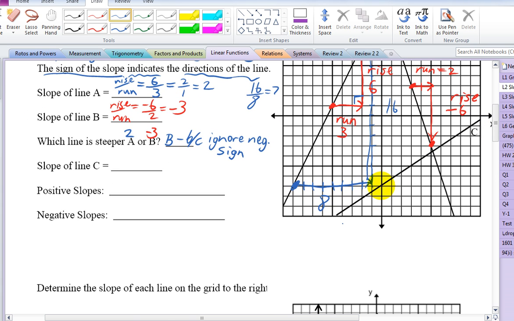Okay, slope of line C. So use this point here, and the other one that matches up perfectly would be this one right here. Go ahead, find that slope. Go. So count your run, going over, count your rise, going up.